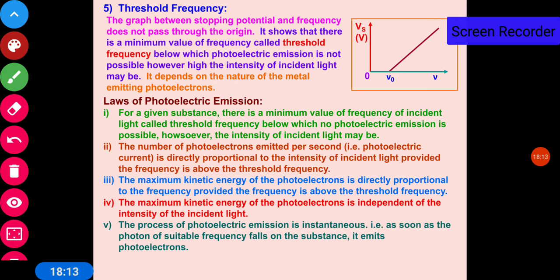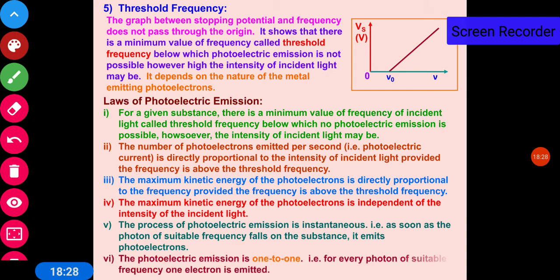The process of photoelectric emission is instantaneous. That is, as soon as a photon of suitable frequency falls on the substance, it emits photoelectrons. It does not take any time. It is a spontaneous process. The photoelectric emission is one to one. That is, for every photon of suitable frequency, one electron is emitted. So these are the laws of photoelectric emission, which were framed on the basis of the photoelectric experiments.